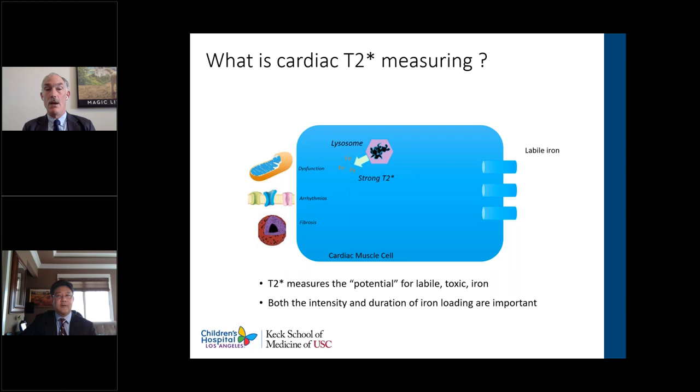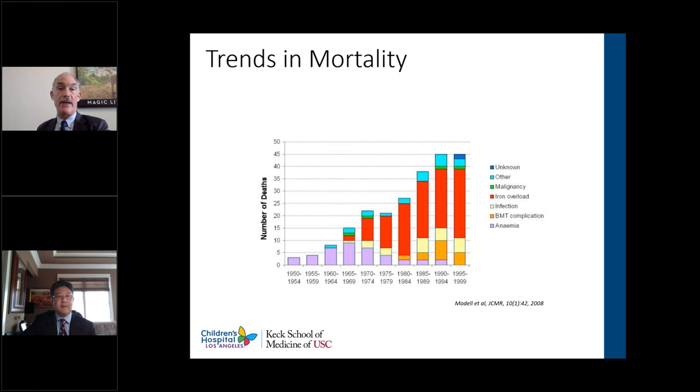Now, this slide depicts the mortality in the United Kingdom up to the year 2000, before the advent of the cardiac MRI. And shortly after the introduction of cardiac MRI, this was the improvement. So red reflects the cardiac deaths, and you can see the drop in cardiac deaths just by the ability to see iron developing within the heart.